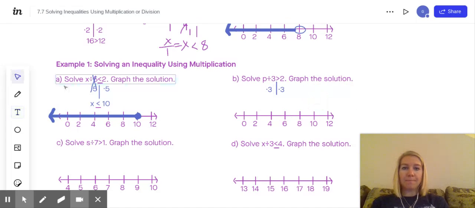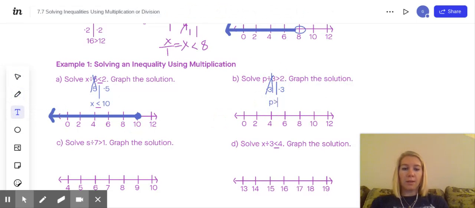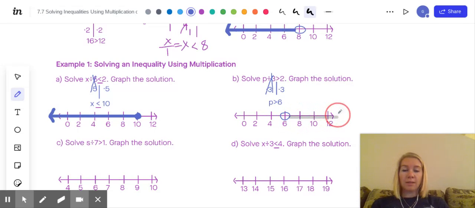Okay, divided by 3 and then multiply by 3. Those 3's just cancel out. They equal 1. So we're left with p on the left. P is greater than, and then on the right, we have 2 times 3, which is 6. This will be an open symbol because 6 is not a solution because it's just greater than, not greater than or equal to. But our graph is still going to be at 6. And p is greater than 6, so that means our arrow is going to go to the right. So any number greater than 6 is a solution to the inequality.